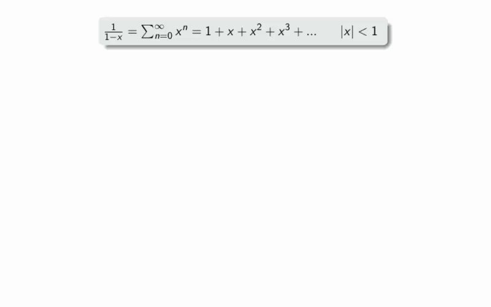We begin with our flagship example, the geometric series. 1 over 1 minus x equals the sum n equals 0 to infinity of x to the n, which equals 1 plus x plus x squared plus x cubed, etc., where the absolute value of x is less than 1. Our goal is to exploit the power series expansion of this function to build more examples.